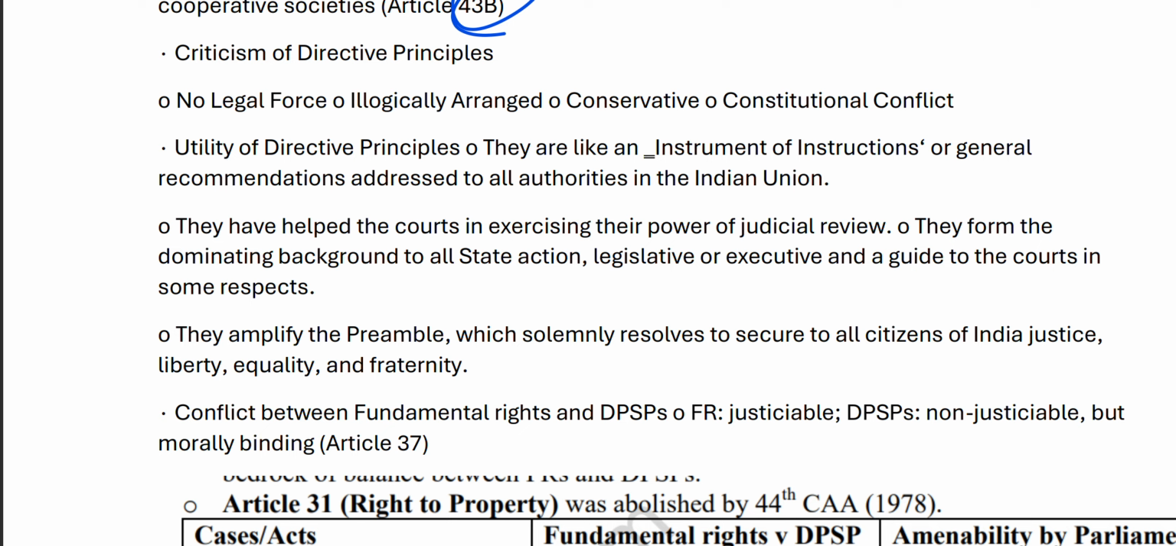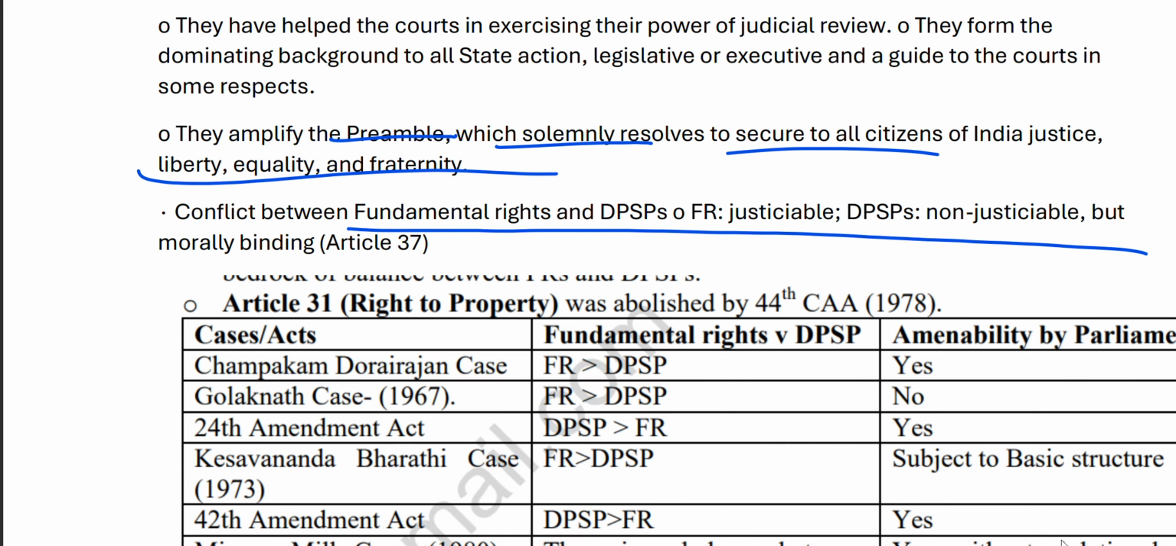Utility of the directive principles: they are like instruments of instructions or general recommendations addressed to all authorities in the Indian Union. They have helped the courts in exercising their power of judicial review. They have formed the dominating background to all the state action, legislative or executive, and a guide to the courts in some respects. They amplify the preamble which solemnly resolves to secure to all Indians justice, liberty, equality, and fraternity. Now, the conflicts between the DPSPs and fundamental rights.